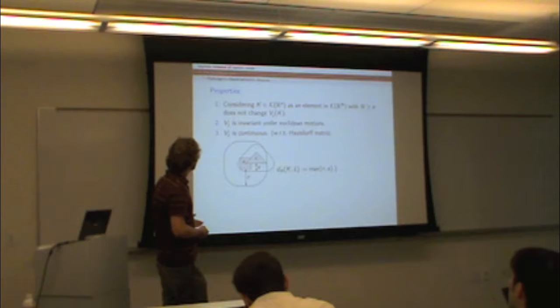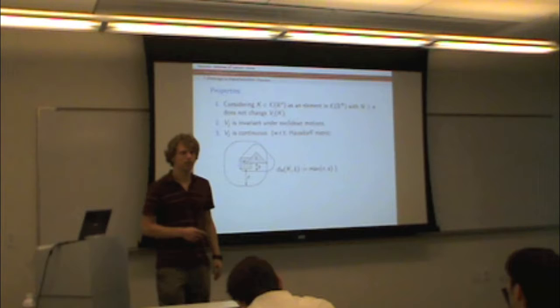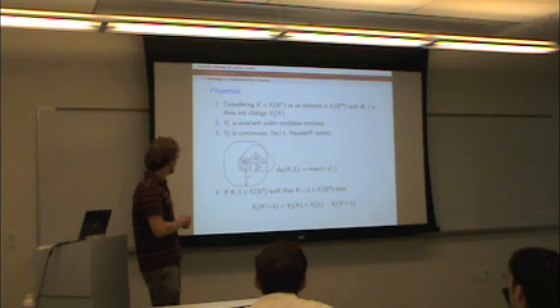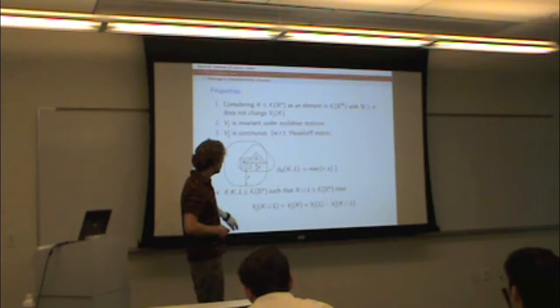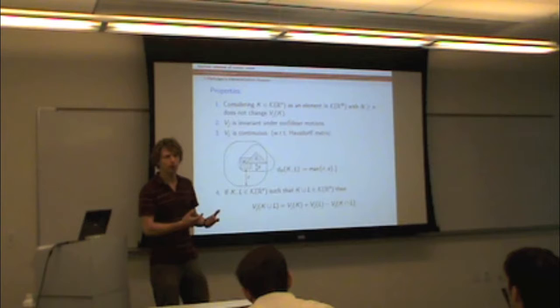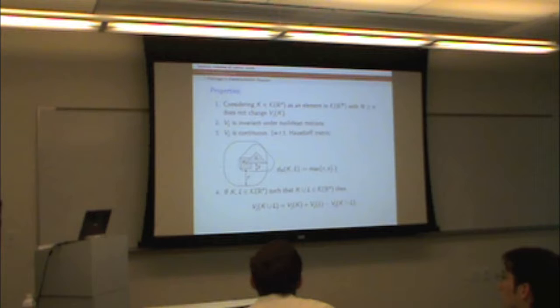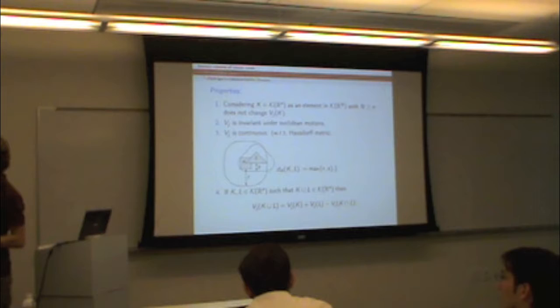So we have a metric on the set of convex bodies, and V_j is now a continuous functional on this set. This is a very, very important property. And now one property which is really essential is the following. Assume that we have two convex bodies K and L, such that the union of these two bodies is again convex. For most convex bodies, this will not be the case, but think of it like this. Let's say that we have the convex body K here, and L would be this one, then the union will again be convex.